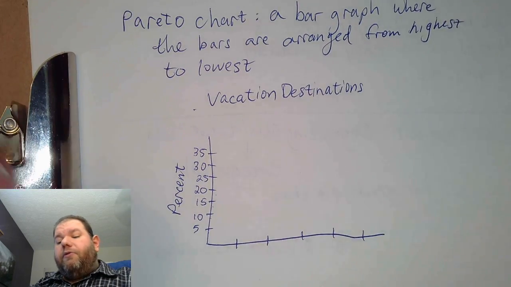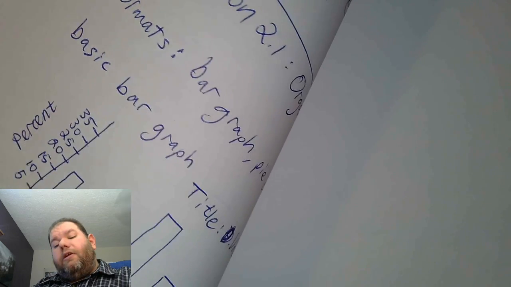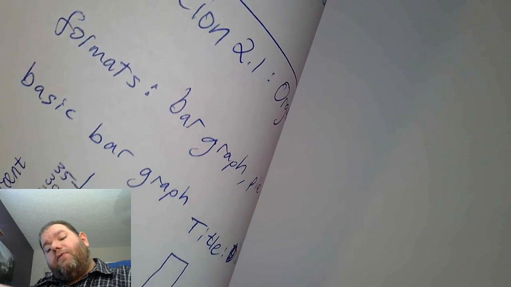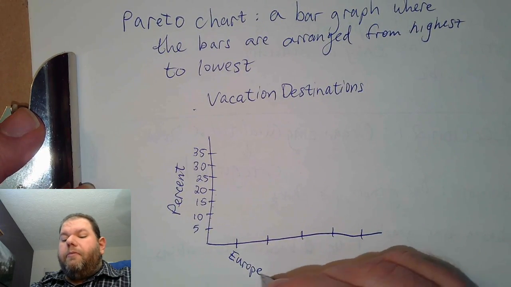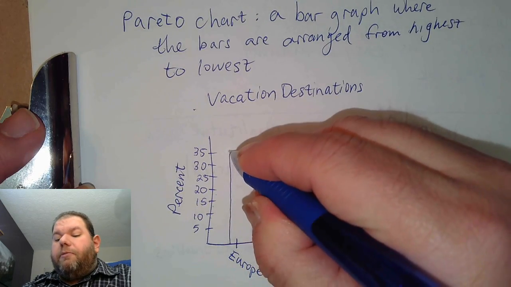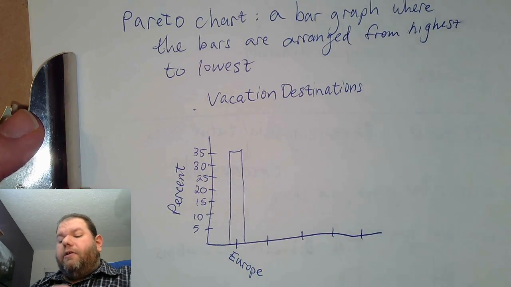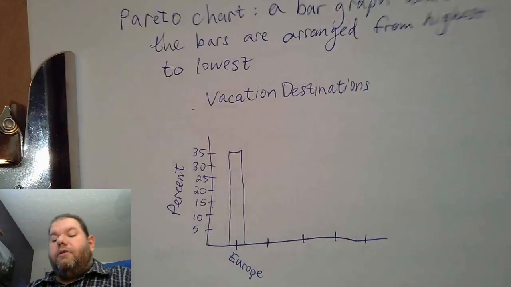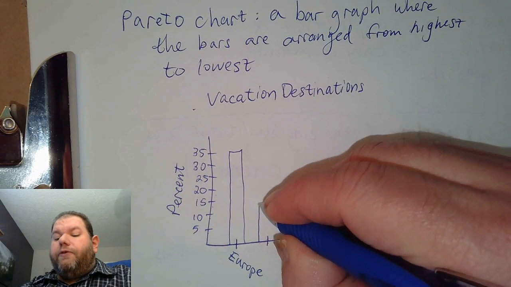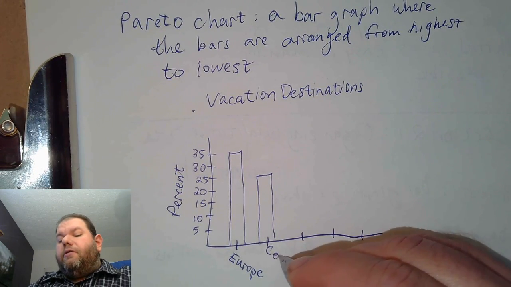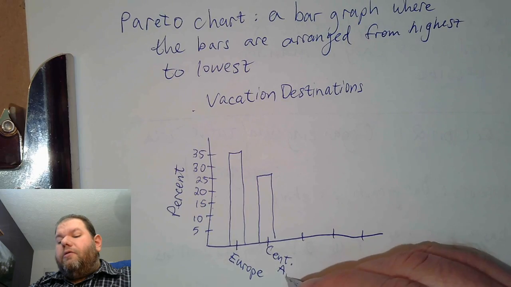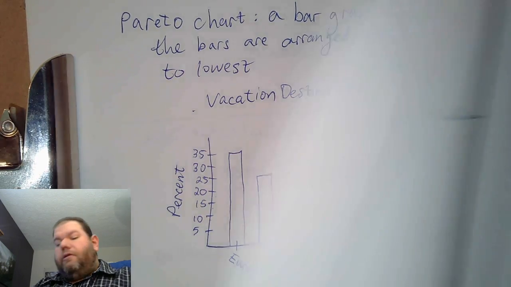Now our categories, though, we want to rearrange so that the highest one is first. So in the graph that I created before, Europe had the largest bar, which went all the way up to 35%. After that, we had Central America. Let's go visit the rainforests of Costa Rica. That would be nice. That was 25%. After that, we had Hawaii at 20%.